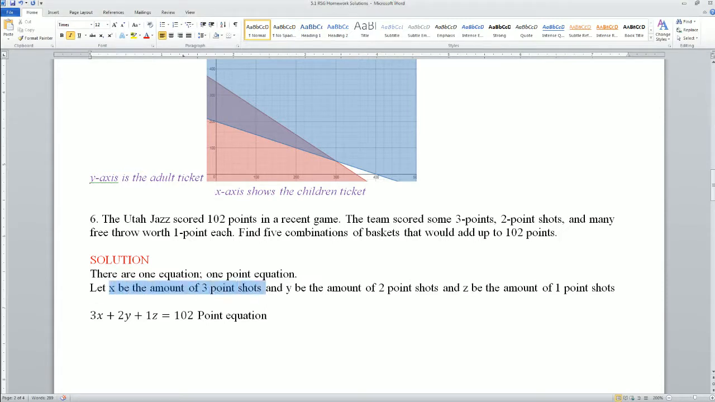So I let x be the 3-point shot, y be the 2-point shot, and z be the 1-point shot. All of them need to be together in this point equation. So 3 is the point value, times the amount of those 3-point shots, so 3x plus 2y plus 1z has to be equal to 102. That's the point equation.